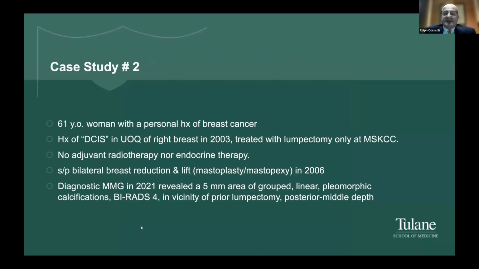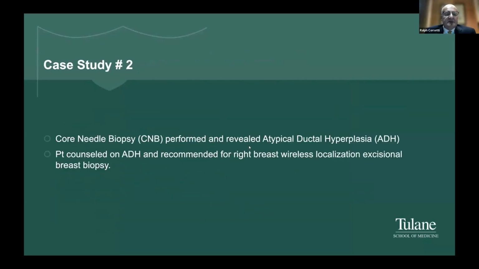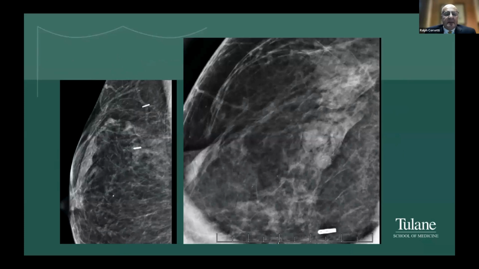All right, second case was another patient with a history of DCIS. She'd had a lumpectomy in the remote past. She had declined any adjuvant endocrine therapy or radiotherapy at that time, and now presented with new calcifications. Core biopsy revealed atypical ductal hyperplasia. We took her for an excisional biopsy.